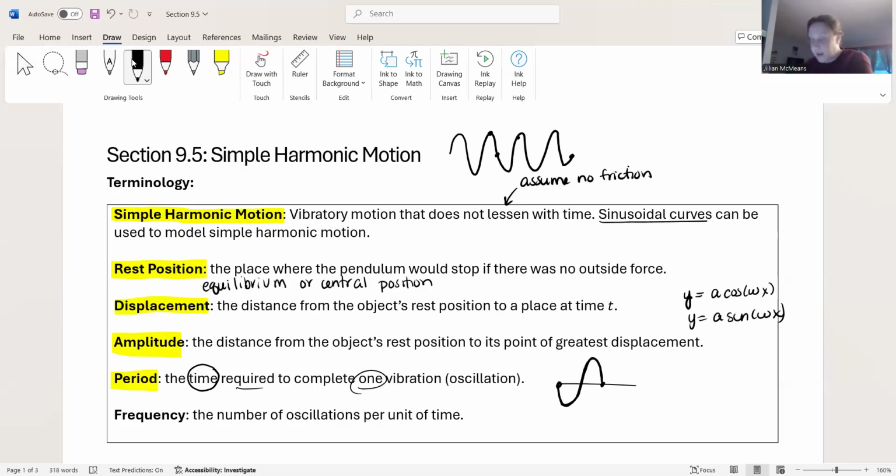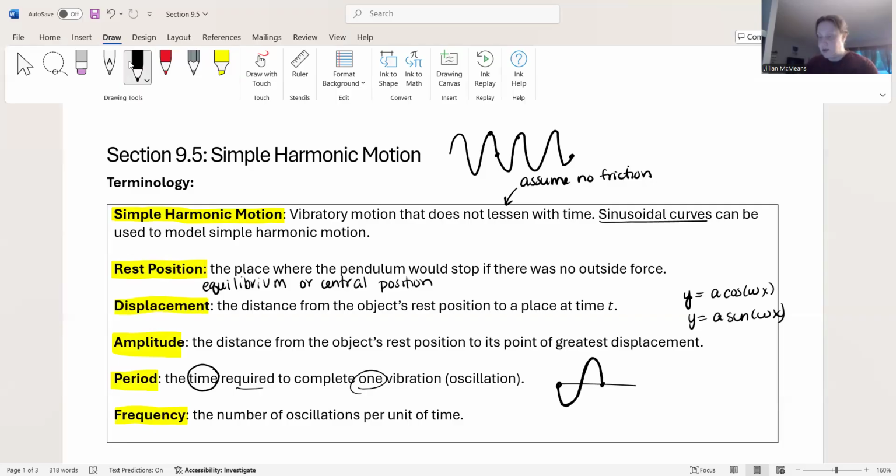And then finally, we have the frequency, which might be kind of new for you, but if you stop for just long enough and think about it, it should kind of make sense. The frequency is the number of oscillations per unit of time. So let's stop for a moment and think about that. The period is the time required for one full oscillation. The frequency is how many oscillations occur per unit of time.